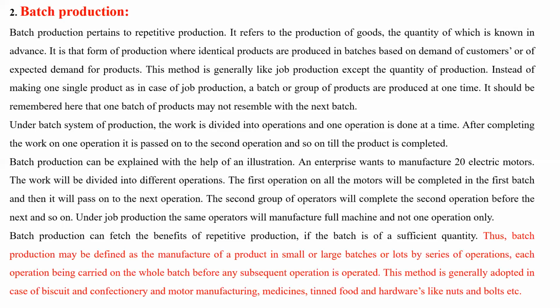In job production, only one product is made; one job will be completed, a single product. But in batch production, we produce a huge quantity, a group of products made at one time. You should remember here that one batch of products need not resemble the next batch. So the same batch may continue the next time, or there may be a change in the specifications. This is about batch production.